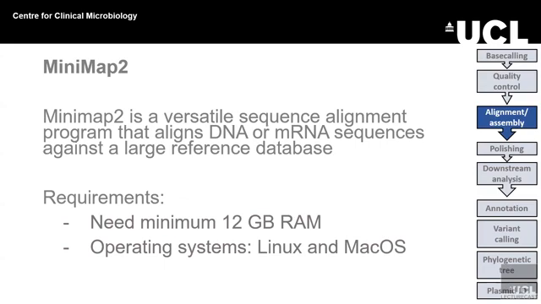So there are different ways of doing this. As I mentioned, Minimap 2 is a really useful tool to do this. It aligns DNA to a large reference database, so you can download a reference genome from GenBank or wherever. The only problem really is the requirements: you need at least 12 gigabytes of RAM to run it.